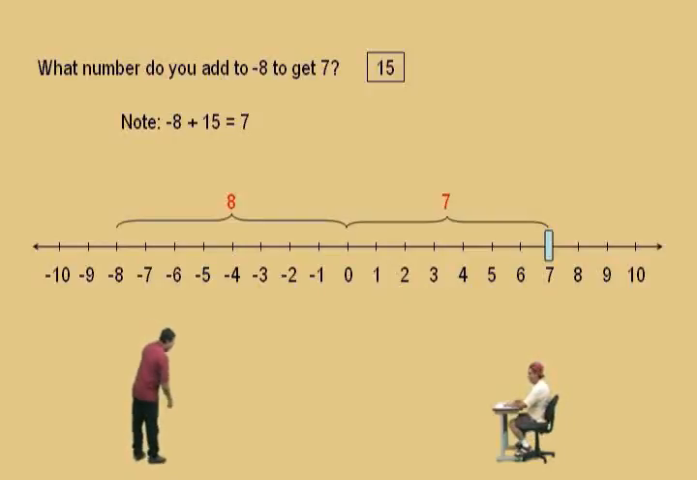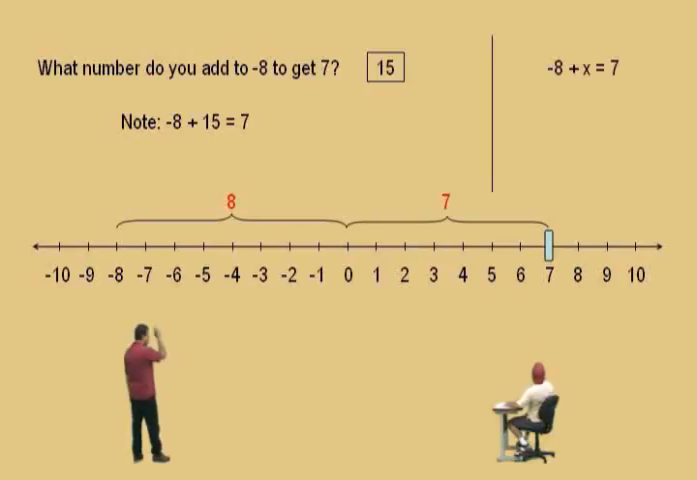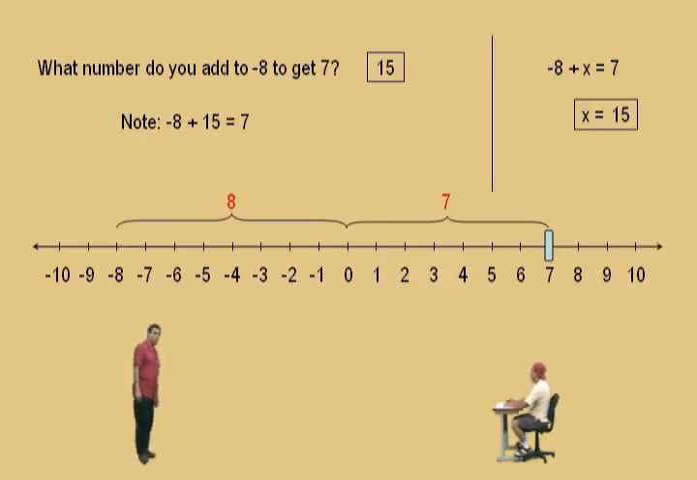Now, again, in beginning algebra, you'll be asked this equation, which is basically asking you this question. What number do you add to negative 8 to get 7? X is the unknown number. And so what's our answer, Charlie? 15. X equals 15. Very nice.